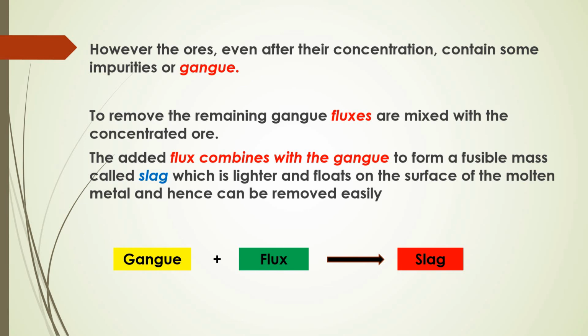So to add flux, we need to heat the concentrated ore, and to that hot concentrated ore we add flux. Now when flux is added to that hot molten ore containing some gangue, flux and gangue combine together and form light slag. This light slag floats at the top, and it can be easily removed, leaving mostly concentrated ore without impurities behind. So this is how the formation of slag can be shown by a representation: gangue plus flux forms slag.